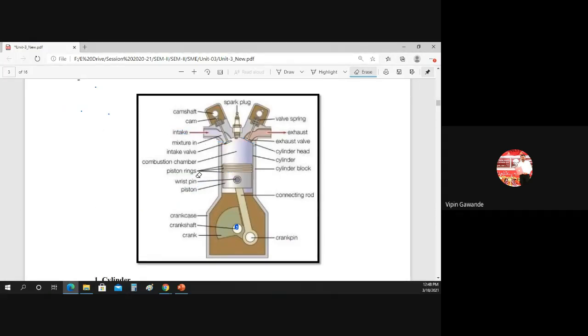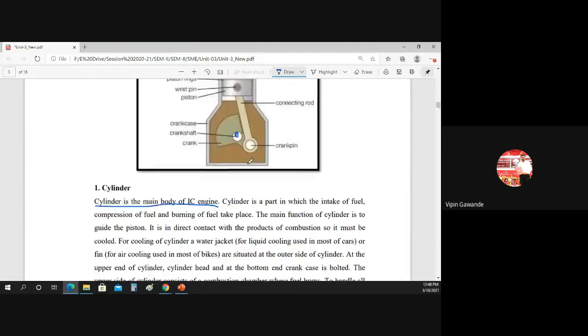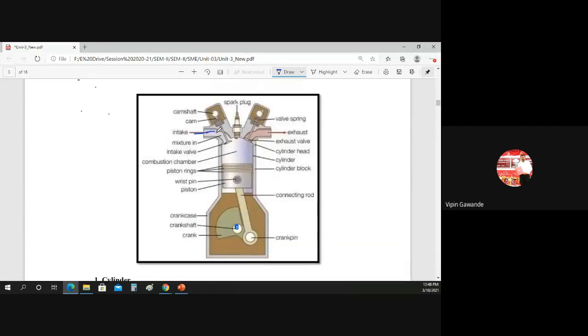Let us start with the cylinder first. Now we know what a cylinder is. The cylinder is the main body of the IC engine. Now what does this cylinder do? The cylinder takes the air-fuel mixture. If an air-fuel mixture is there, then it is a petrol engine, and if only air is entering the cylinder, then it is our diesel engine.